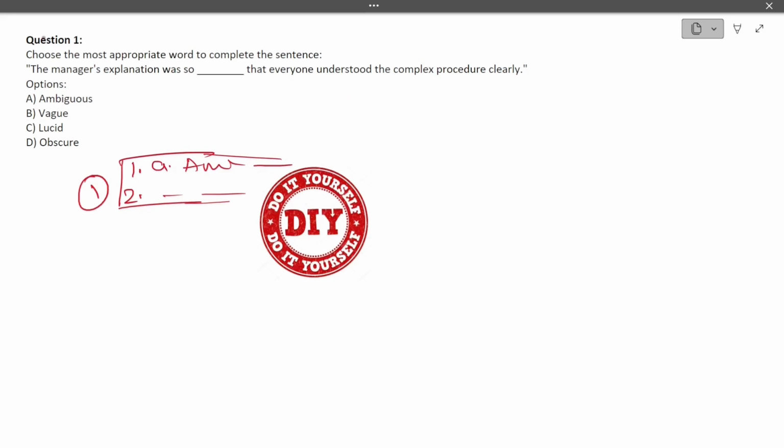Okay, the first DIY question is: choose the most appropriate word to complete the sentence. We have this sentence: the manager's explanation was so dash that everyone understood the complex procedure clearly. And the options that we are given are ambiguous, vague, lucid, obscure.